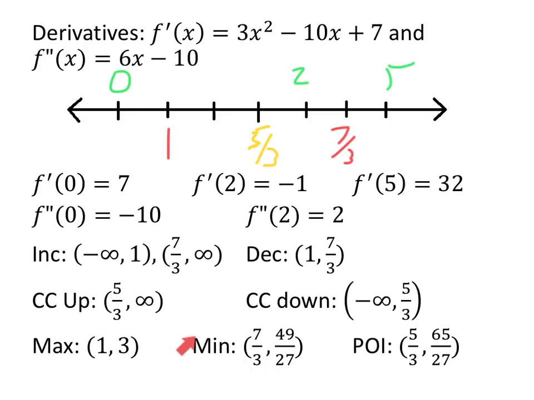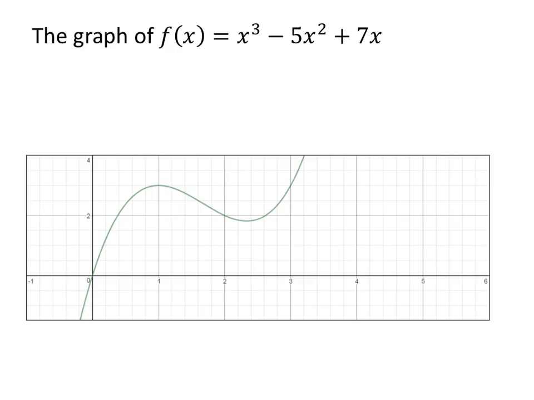I know that 1 is going to be a maximum. Because the graph is concave up on the right, I know that 7/3 is going to be a minimum. And a point of inflection because I changed concavity at 5/3. The y values all come from the original function. Always back to the original to find y values. And our graph confirms the values we found. We have a maximum. We have a point of inflection about right here. We have a minimum at 7/3. Looks pretty good.